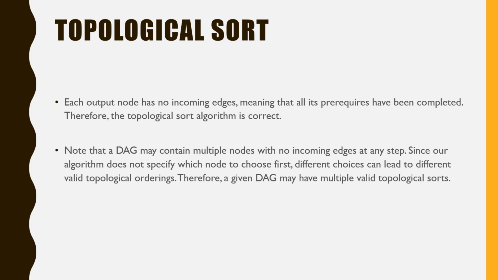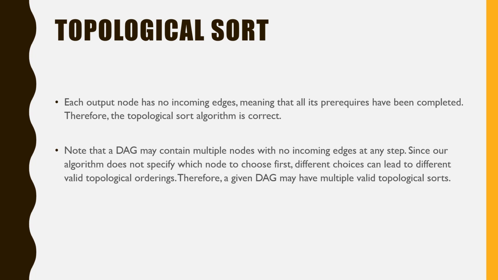In the above process, we only perform a task when its corresponding node has no incoming edges. This ensures that the task has no prerequisites, or all of its prerequisites have already been completed and their corresponding nodes have been removed from the graph. Since every task is executed only when it becomes valid, the topological sort algorithm is correct.